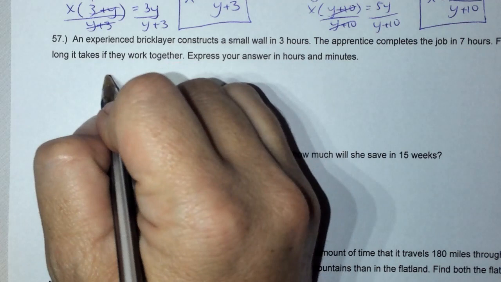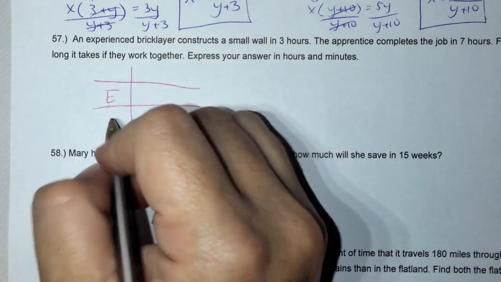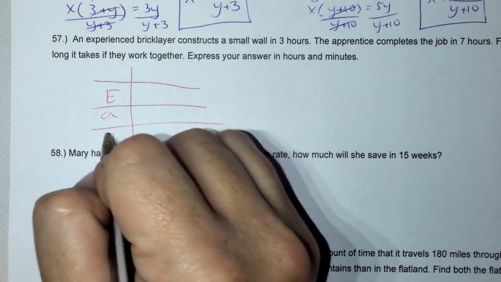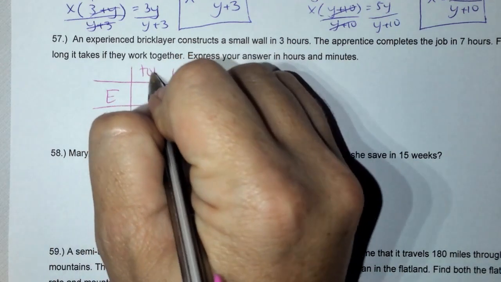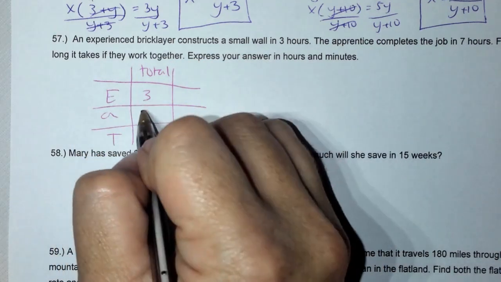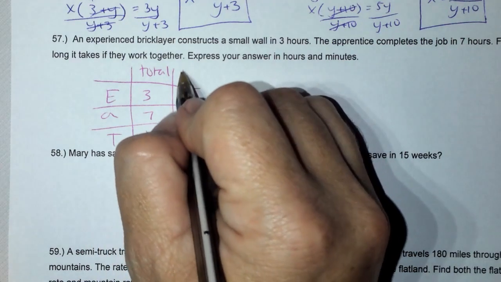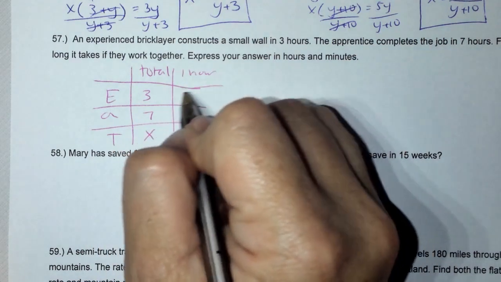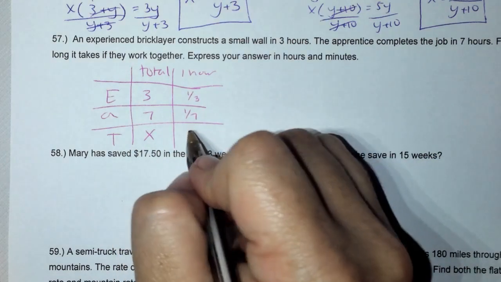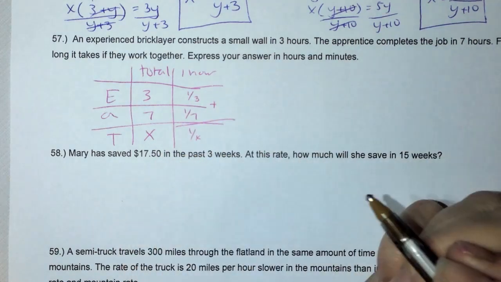So remember, we built the table. So we have the experienced, we have the apprentice, and then we have together. So this is their total time. Well, the experienced does it in 3, the apprentice does it in 7, and together we don't know. So in 1 hour, the experienced will be 1/3 of the way done, the apprentice will be 1/7 of the way done, and together will be an unknown amount of the way done. So this plus this equals our unknown.